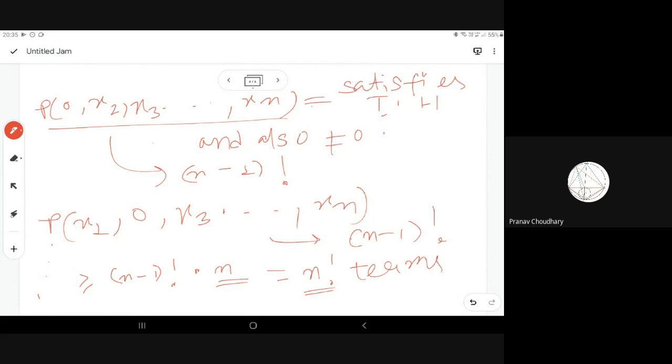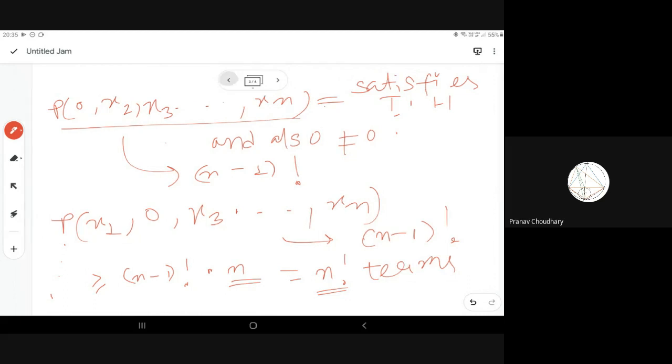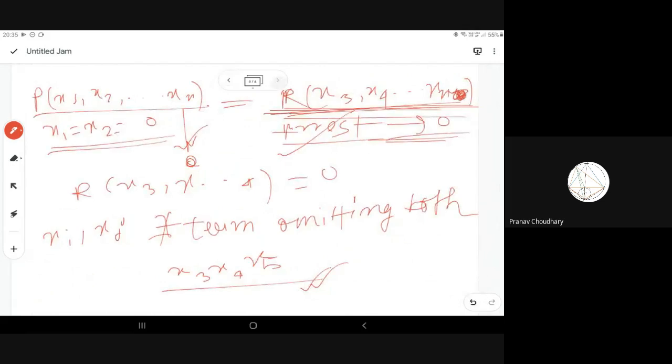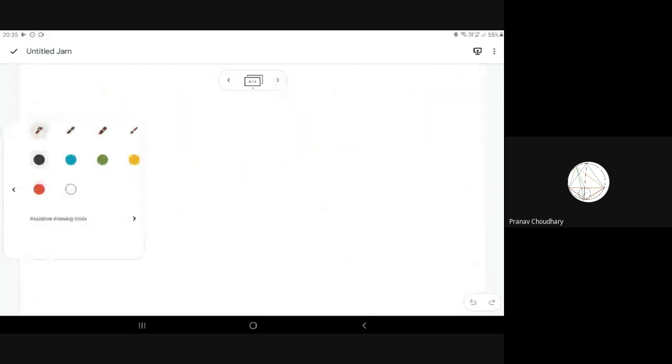Oh, but in that p of 0 comma x2 x3 and so on till xn, if you put any one as 0, suppose you put x2 as 0, then the polynomial is 0, right? Yeah, but that's what we did here. But for induction we will want that if you put x2 and x3 as 0, then only p becomes 0. No, okay. Let me explain this way.